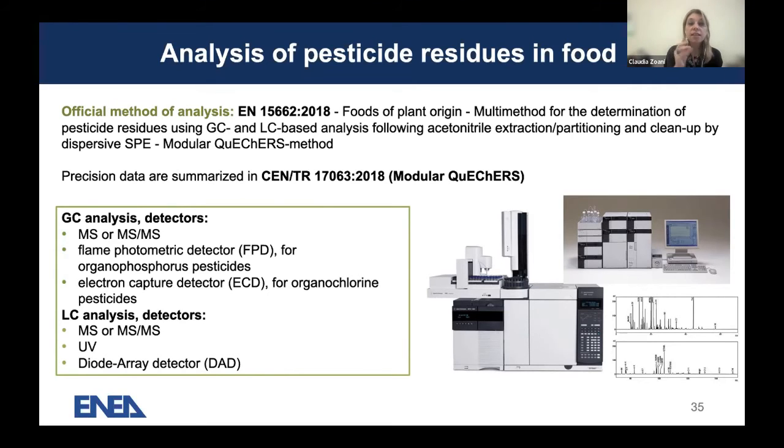Here I reported the detectors that are mostly used for pesticide residues detection. The most important, or let's say tailored one, is the hyphenation with mass spectrometry or tandem mass spectrometry, which is of course the most performant. Then for gas chromatography, we can use flame photometric detectors, particularly for organophosphorus pesticides, or electron capture detectors for organochlorine pesticides. For liquid chromatography analysis, the election is for the hyphenation with mass spectrometry or tandem mass spectrometry, but in some cases or for routine analysis, the UV detector or the diode array detector can also be used.